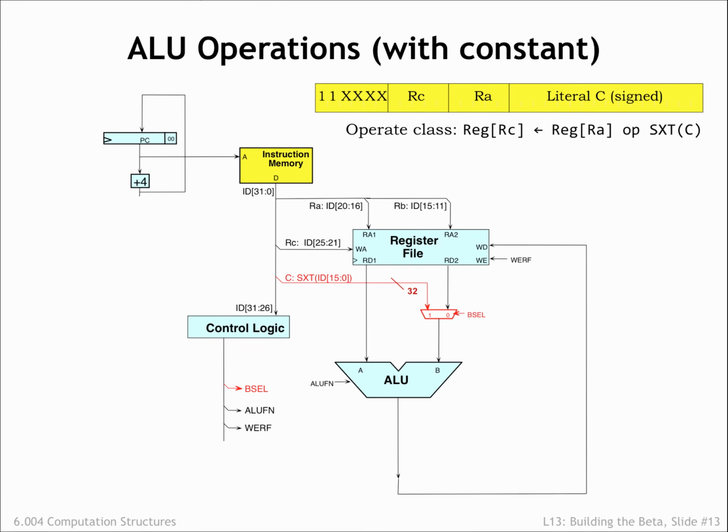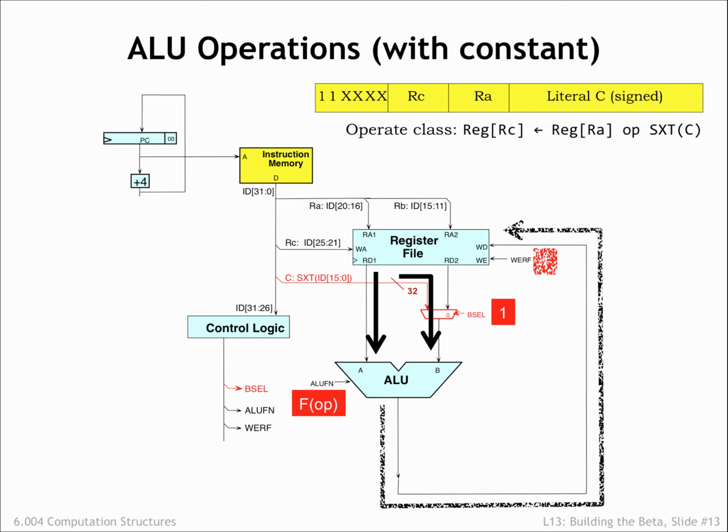During execution of ALU with constant instructions, the flow of data is much as it was before. The one difference is that the control logic sets the BSEL control signal to 1, selecting the sign extended constant as the second ALU operand. As before, the control logic generates the appropriate ALU function code, and the output of the ALU is routed to the register file to be written back to the RC register.